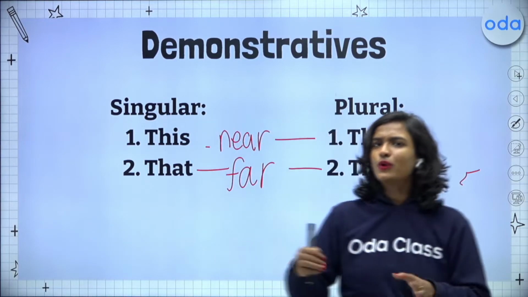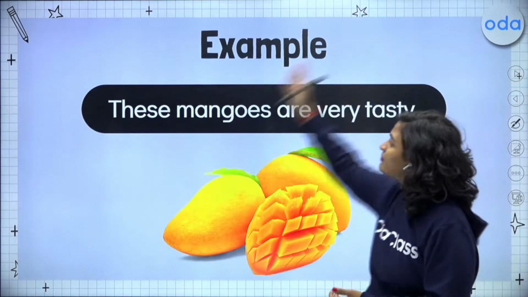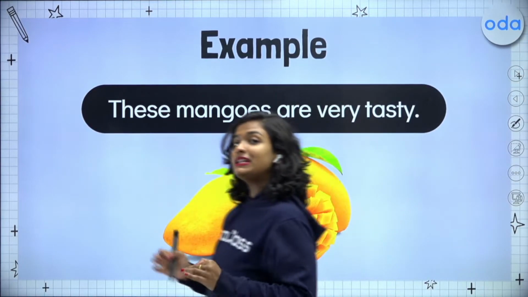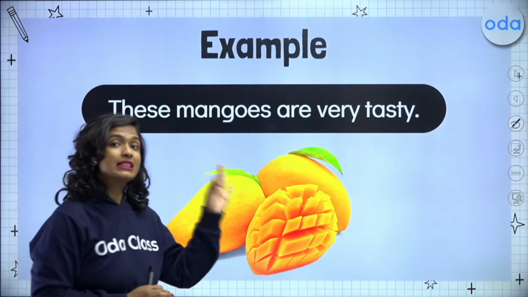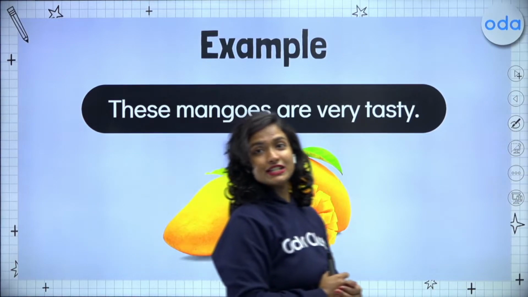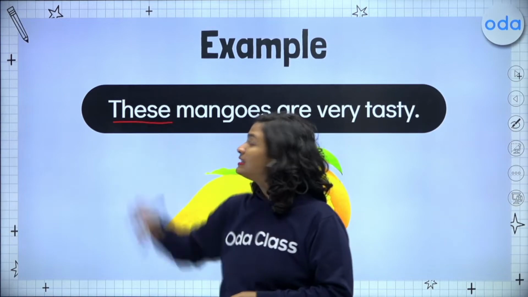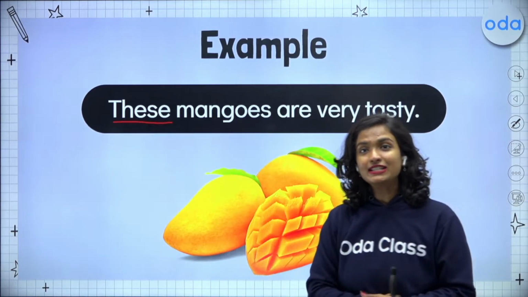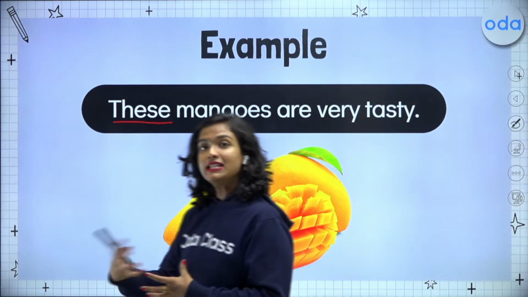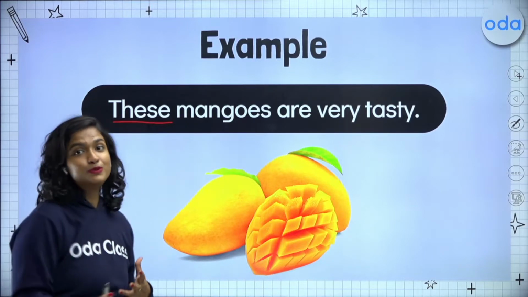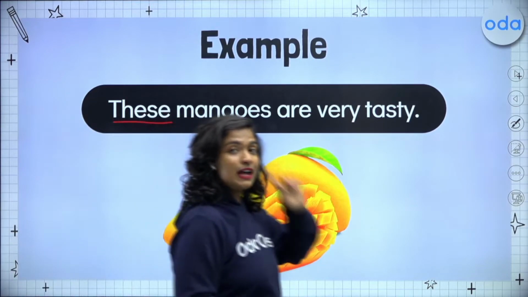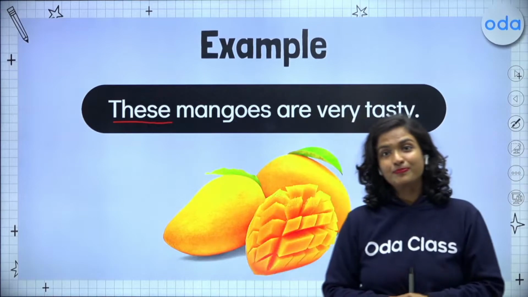Okay, let's see one more example. Let's take: these mangoes are very tasty. So what am I doing here, students? I am using this demonstrative these, which is used for things that are near us and for plural. So these mangoes are very tasty.